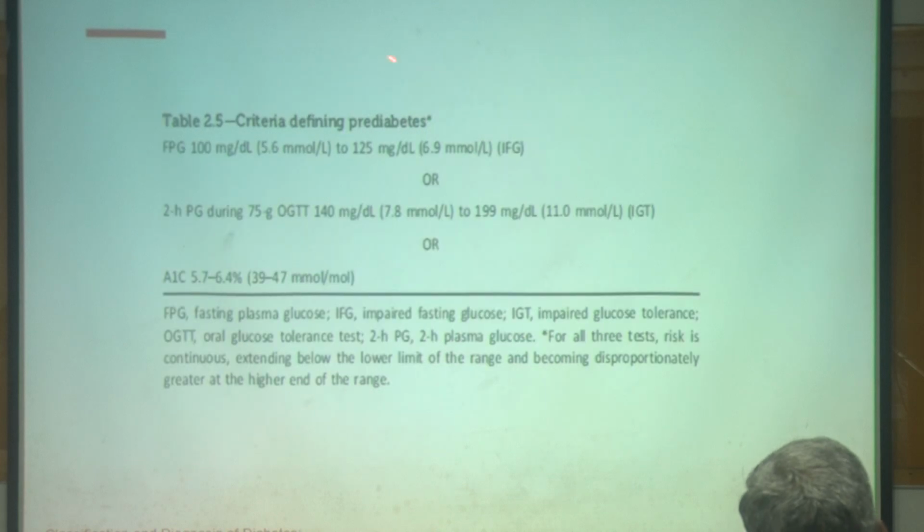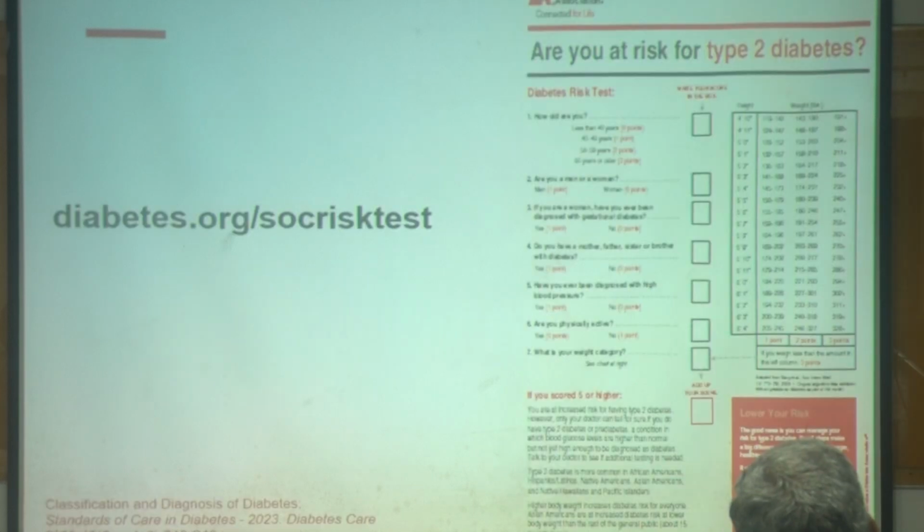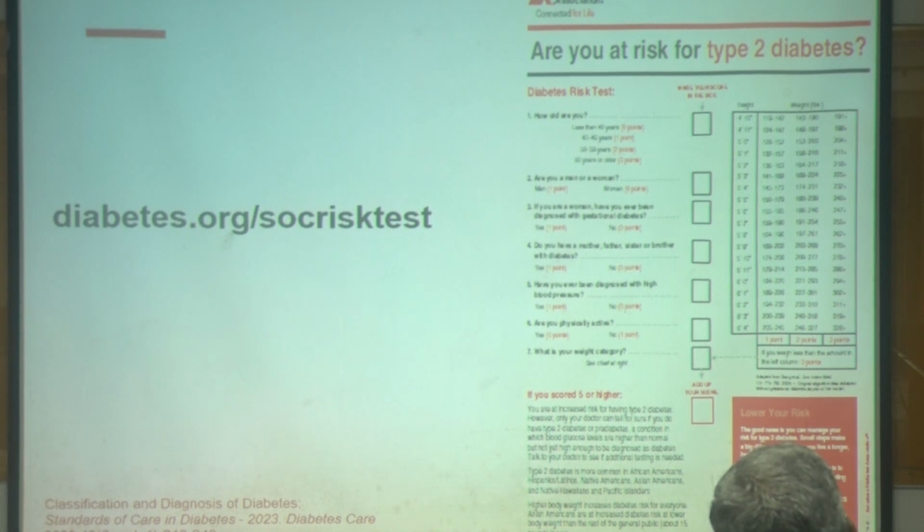This is the criteria I told, and I will discuss everything. Criteria defining pre-diabetes, I told 100 to 125, but the ADA says 110 to 125. Our criterion is 100 to 125, and postprandial 140 to 199 is the criteria. And this is a risk chart. Many tools are available, but still it gives a lot of validity to identify who is at risk.